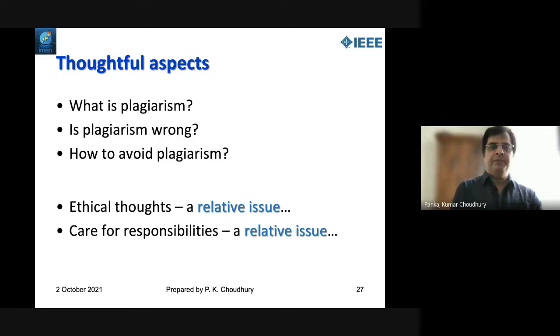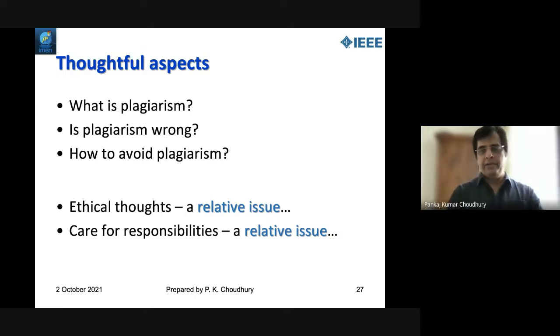So these are all actually ethical thoughts, and these ethical thoughts are definitely relative. They will vary from man to man. And care for responsibilities is also a relative issue because everyone doesn't feel equally responsible. Okay. How to avoid plagiarism? This is for faculties as well as students. It is extremely important for the faculties and students. Why plagiarism is wrong is equally important to know.